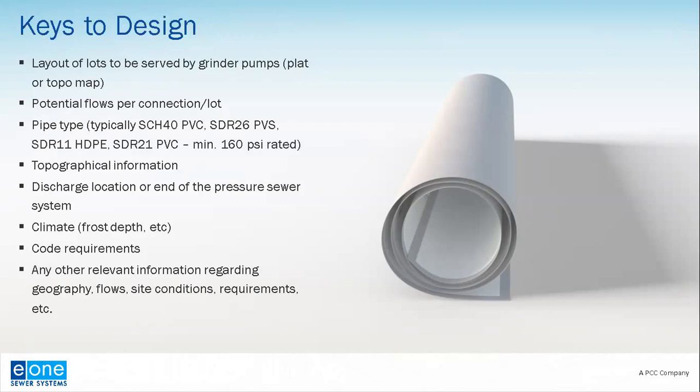We're going to want to have an understanding of the topographical characteristics of the application. A lot of times Google Earth is used, but certainly other sources as well. Where are the discharge locations or the end of the pressure sewer system, and what is it pumping into? Again, these are just typical things that we're looking for upfront to provide an application engineering study for the engineer typically.